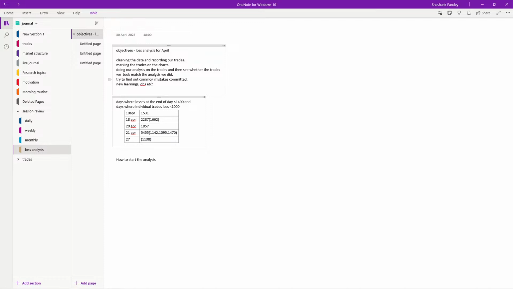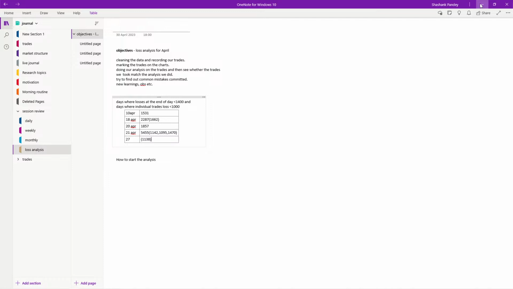Now I'm confused how to go about the analysis. Should I be marking every trade? Of course, I will be marking those trades. So should I mark all these trades at once, or go on a case by case basis? Eventually we'll have to go case by case, but marking is also very important. So I'm divided over here, and I don't know how to go about it.